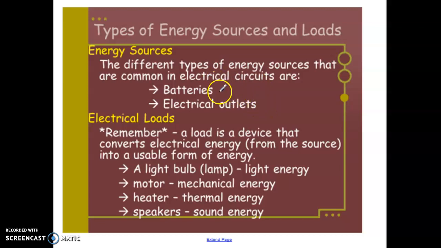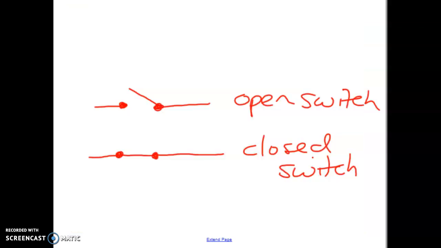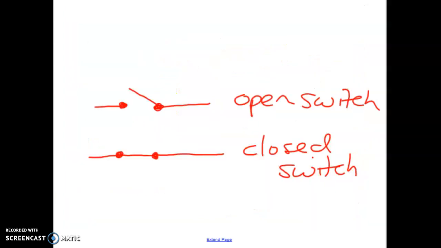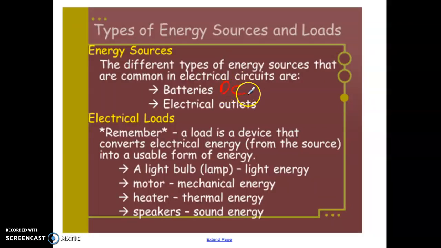We'll talk about this later on, but just briefly, batteries have what's called a direct current. What that means is the electrons are only able to flow in one direction. So it's called direct current or DC electricity. Electrical outlets have what's called alternating current, which means that electrons can flow in and out of the wall outlet.